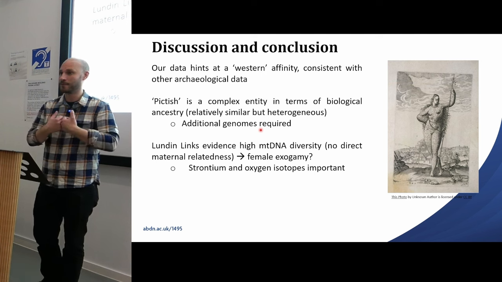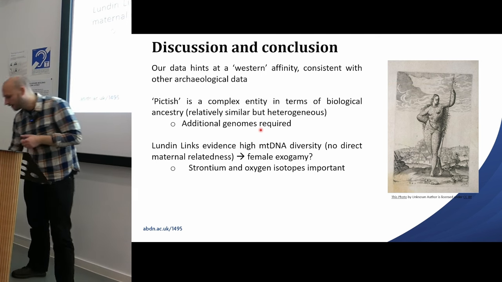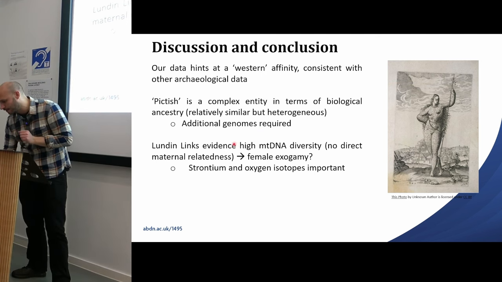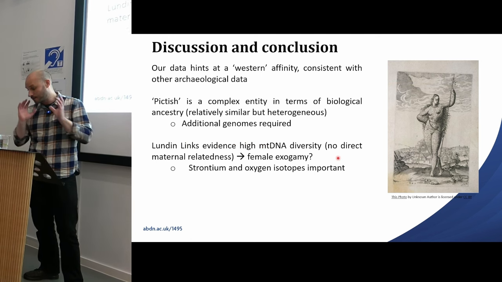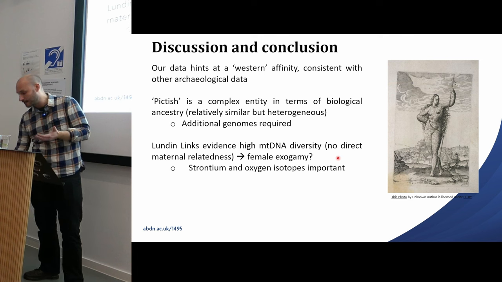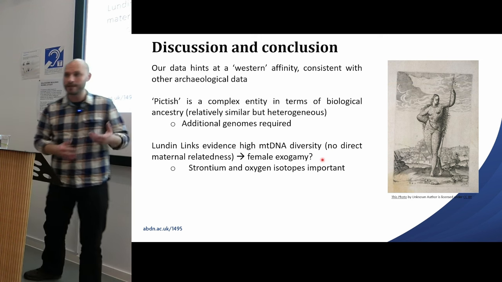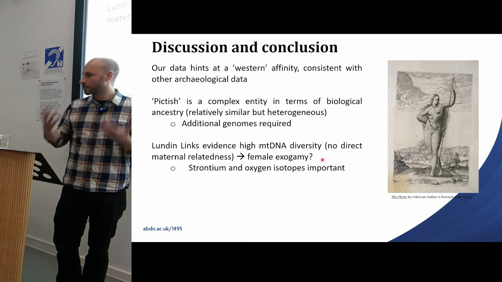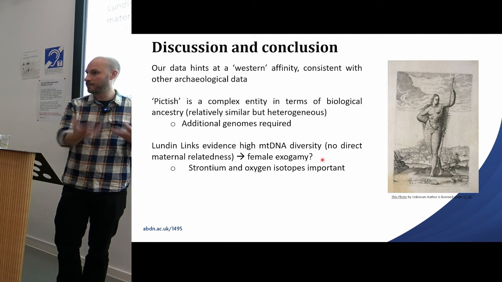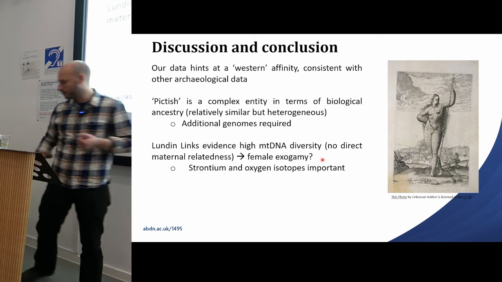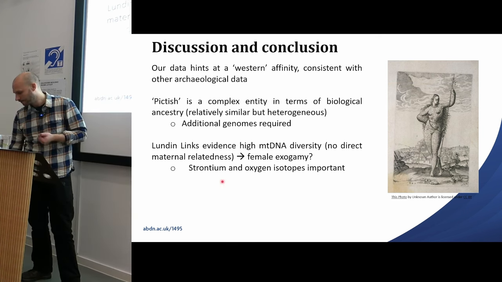I'm interested in looking at this from a broader network perspective. At London Links in particular, there's evidence of high mitochondrial diversity, but no direct maternal relatedness. Does that mean we're dealing with female exogamy? I don't know, right? That's consistent with female exogamy, so that's something I want to drill deeper into and ask more questions about. And again, strontium and oxygen isotopes might be important here.